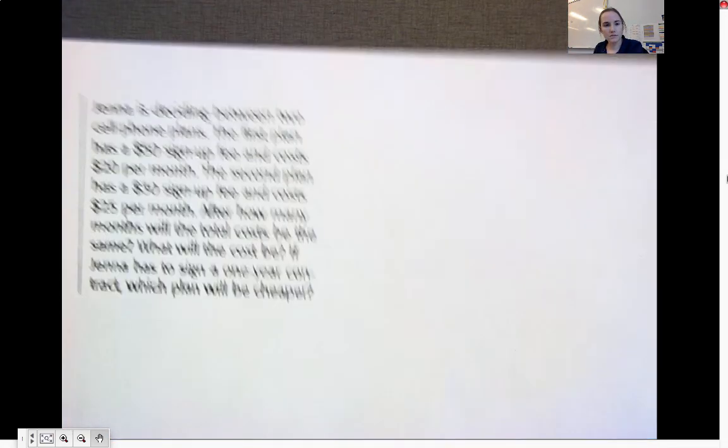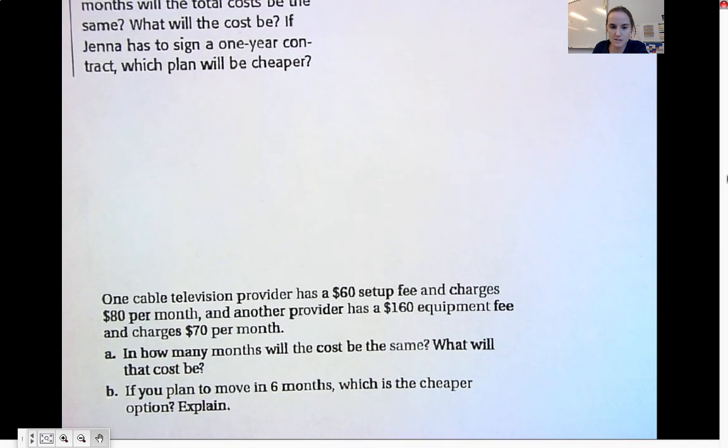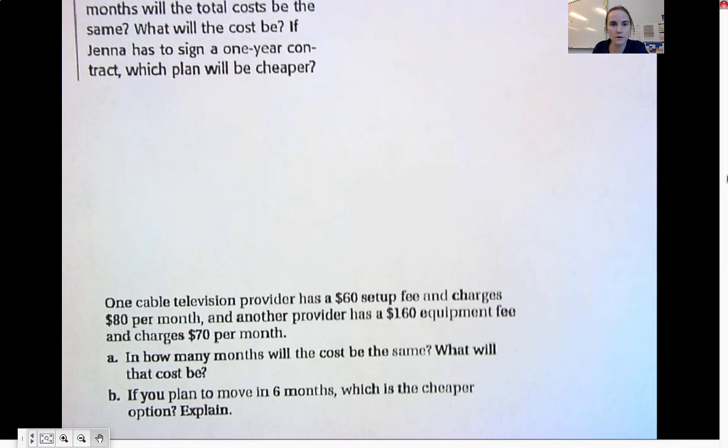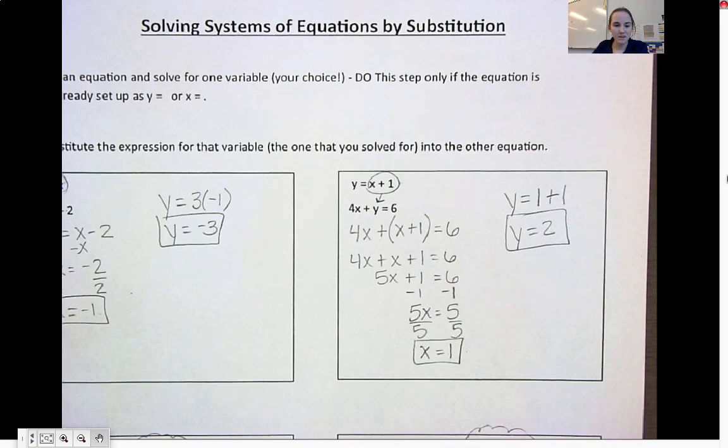The back side of this paper has some word problems. We'll be talking about word problems in class, so I'm not going to cover them in this video. So if you have any questions about how to solve by substitution, please stop by and let me know.